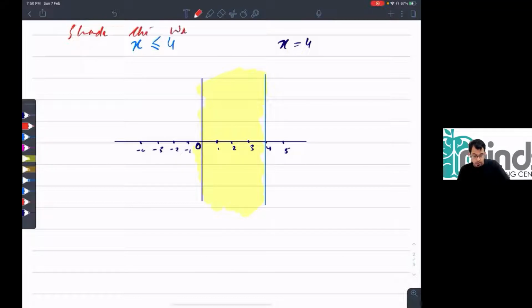For example, in this question, I'm saying shade the wanted region. x is less than or equal to 4. The wanted region is this yellow shading. Actually, it should be this whole thing, because this whole region is actually less than 4. How many of you are getting this shading that I have done?